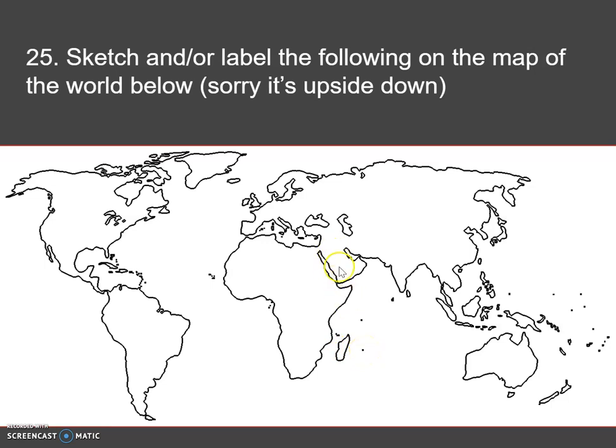And Saudi Arabia is right here. Indonesia is right here. The Philippines are right here. The Panama Canal gets us between North and South America. Iceland is up here, and California is here.